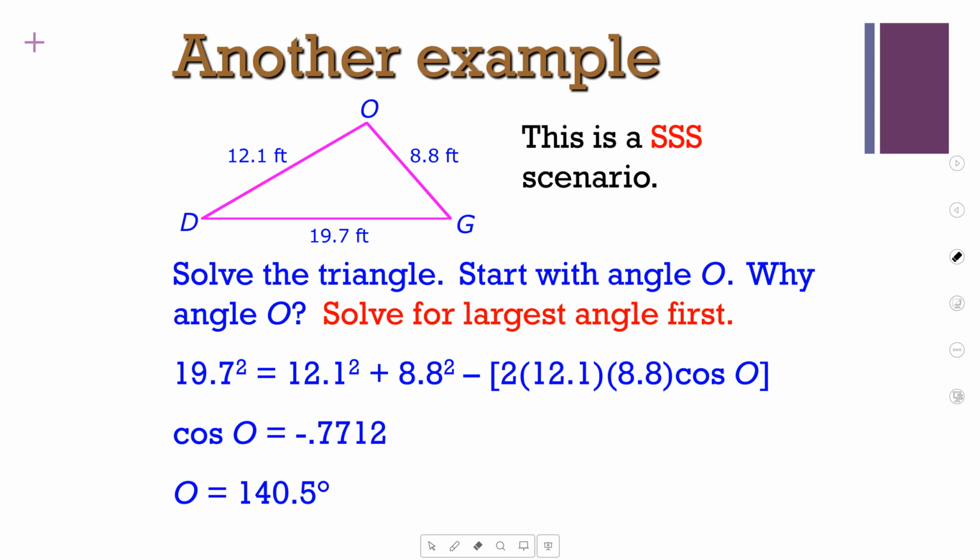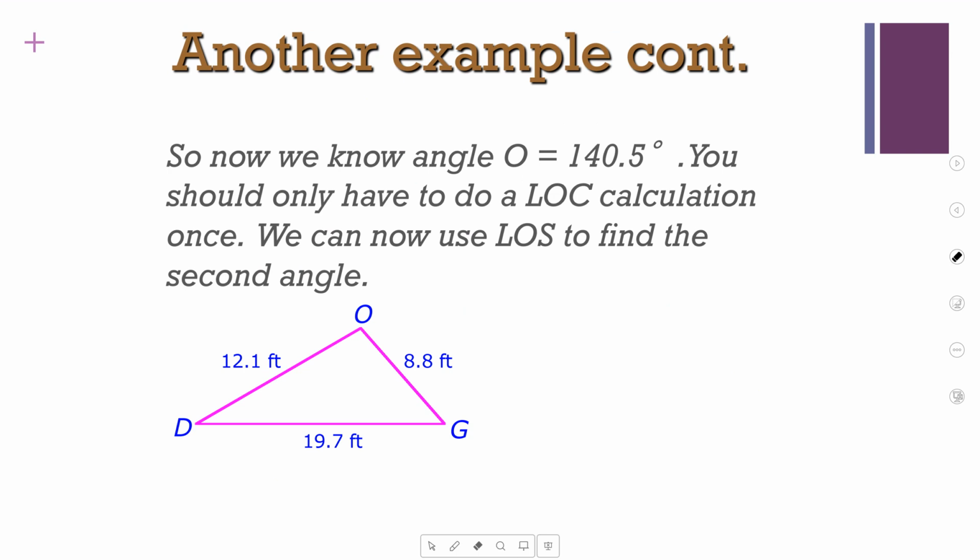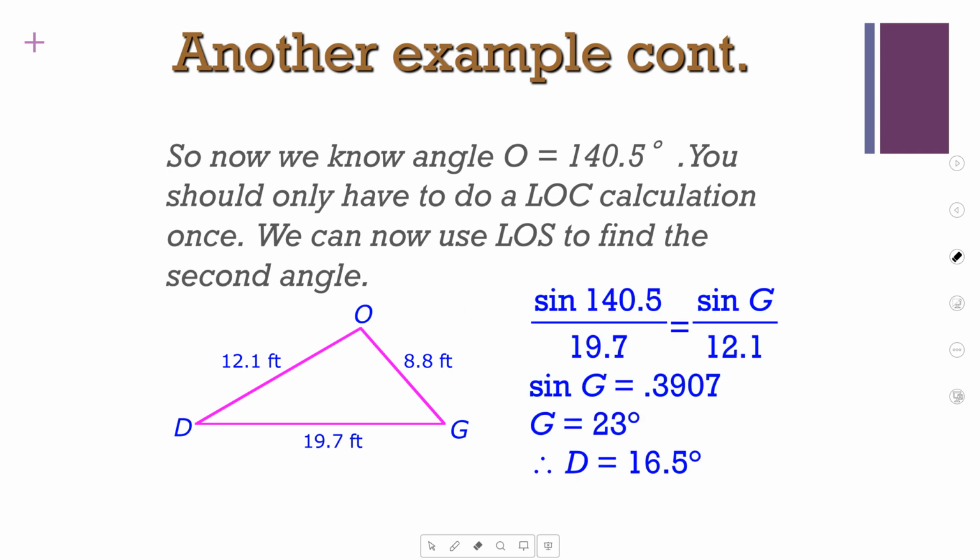Now, once we found angle O, by the way, you should store that value. Don't use 140.5 in your calculations. Use the stored value. We can set up the law of sines because now we know an angle and the side opposite it. And that's what we did yesterday. The sine of an angle over the side opposite is equal to the sine of an angle over the side opposite it. And I got G to be about 23 degrees.